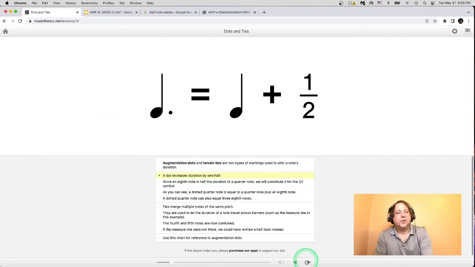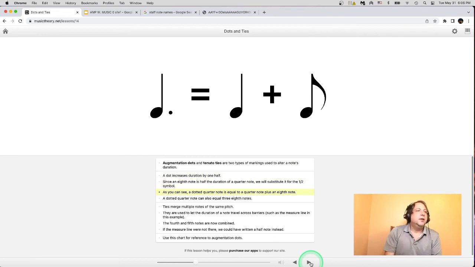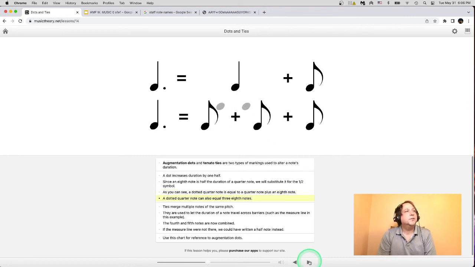So what a dot does is it adds half of the value to whatever note it's on. So this is a quarter. You add a dot to it, you get a dotted quarter, which equals a quarter plus half a quarter, which is what? An eighth. Right? But they are all together in one note. You don't go like that. It's just 1, 2, 3. 3 eighth notes in length.